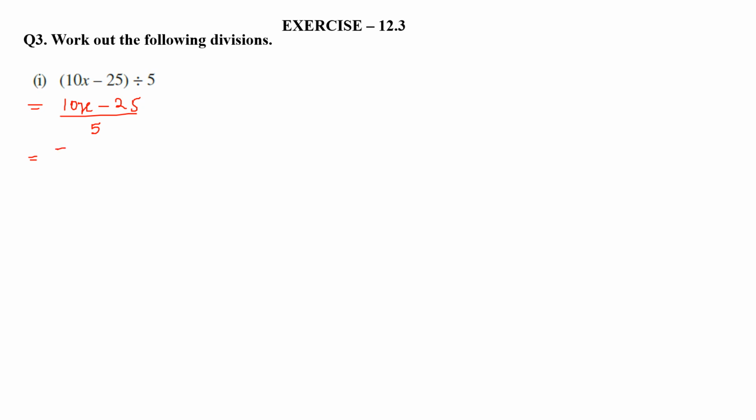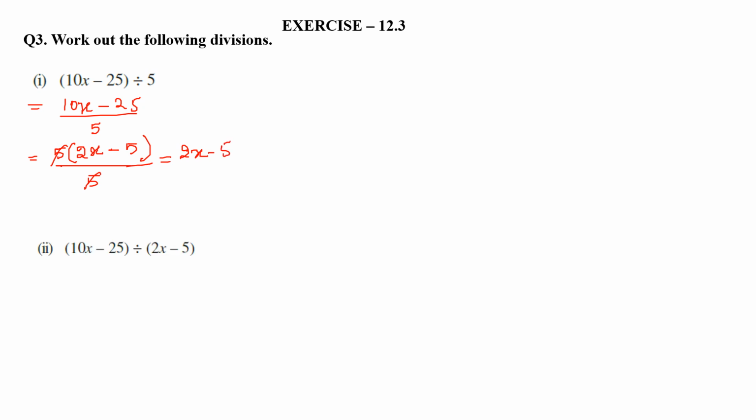So I can take 5 common from here. If I take 5 common, then the first term will be left with 2x. 5 into 2x is 10x, minus 5 into 5 is 25, divided by 5. Now 5 and 5 I can reduce. So my answer is 2x minus 5. So this is the first answer. This was a very simple question.